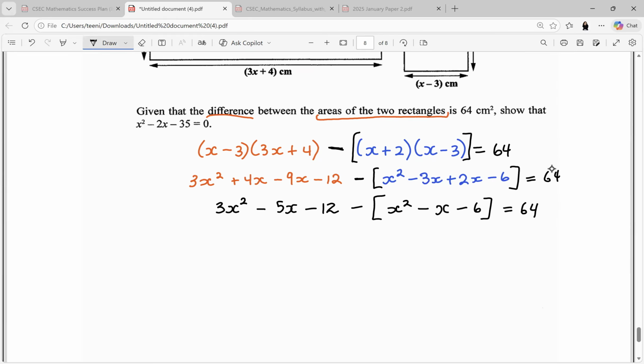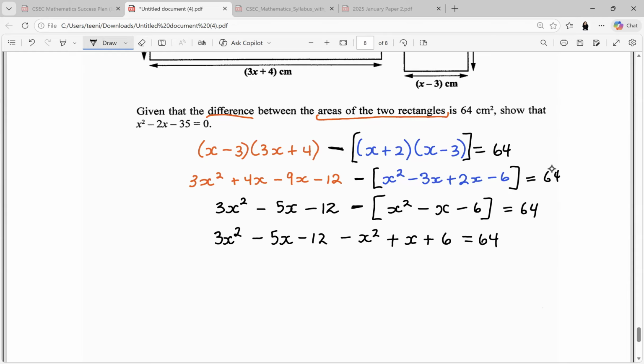Right, so simplifying again, you have 3x squared minus 5x minus 12. At this point, I'm going to distribute this minus sign throughout the brackets to remove the brackets, right? So this will be minus x squared. A minus by a minus is a plus. So it will be minus by a minus, which is plus. So this will become plus x. And then minus times minus 6 again will be plus 6. All of that is equal to 64.